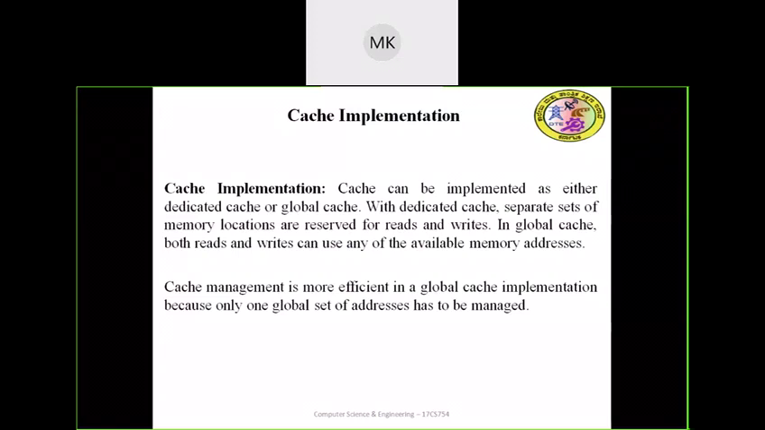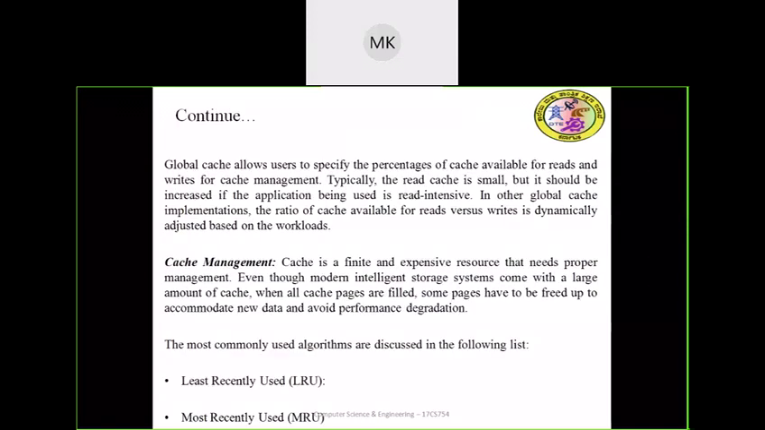Cache management is more efficient in a global cache implementation because only one global set of addresses has to be managed. Global cache allows users to specify the percentage of cache available for read and write for cache management. Typically, the read cache is small, but it should be increased if the application is read intensive. In other global cache implementations, the ratio of cache available for read versus write is dynamically adjusted based on the workload.